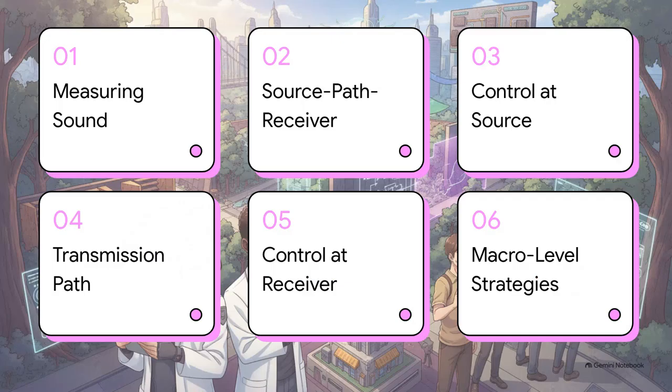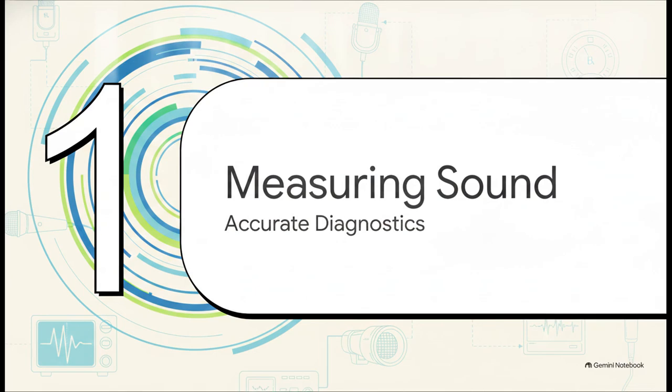Here is our roadmap for today's explainer. 1. Measuring sound accurately. 2. The source-path-receiver model. 3. Controlling noise at source. 4. Blocking the transmission path. 5. Defending the receiver. And finally, 6. Macro-level noise strategies.